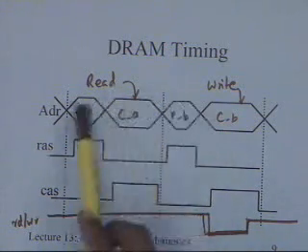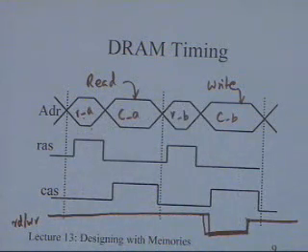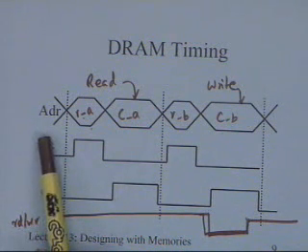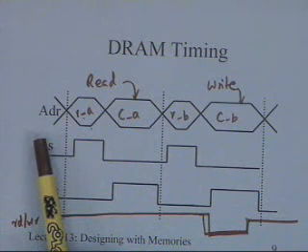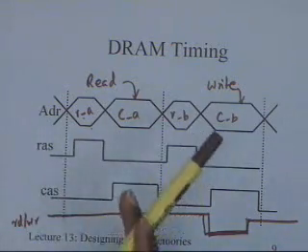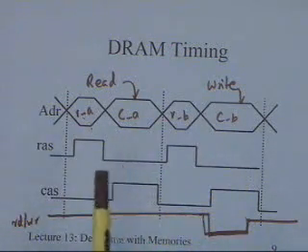And the idea of doing this is essentially only to save the number of pins that you have in your memory device. Because now I need not have separate pins, so I need only half the number of pins. So if it is a 1 megabit device, I only require 10 address lines. And on the same 10 address lines, I have to supply first the row address and then I have to supply the column address.